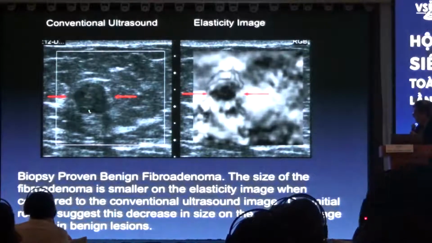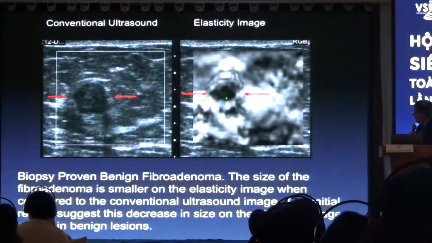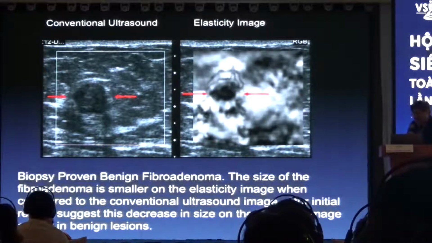This is just another example, taller than wide, probably a 4B lesion, but it got much smaller. And this is from the 1990s, so this is a very old image. But you can see that even on the old systems, we did very well with this. And again, it got much smaller, and it was a fibroadenoma.